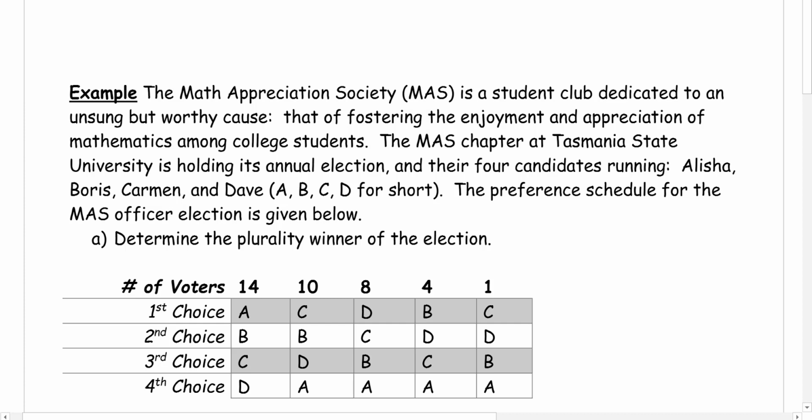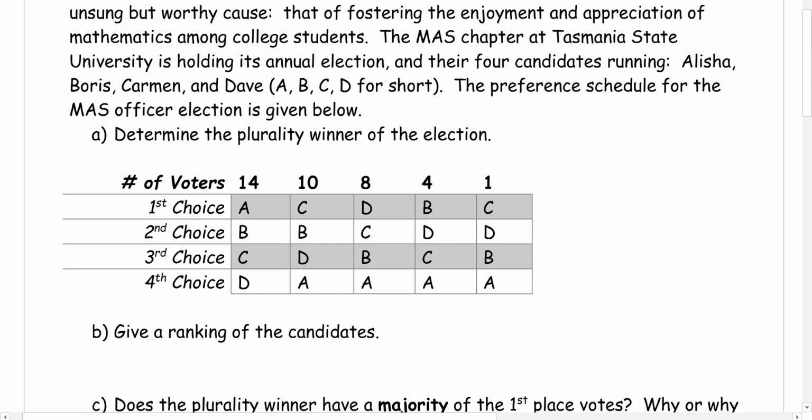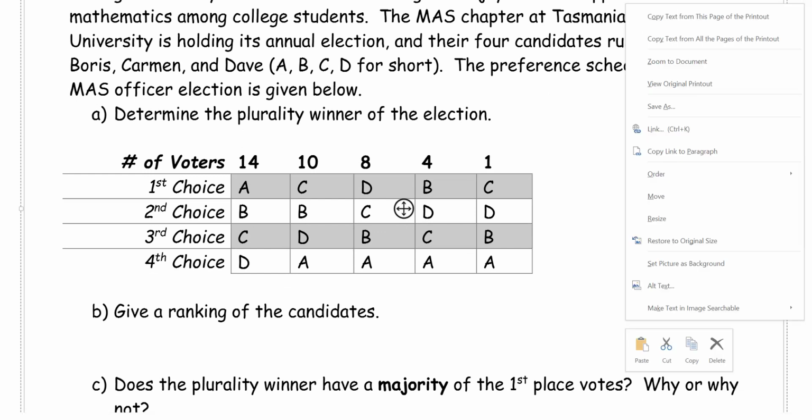It's a student club dedicated to an unsung but worthy cause, that of fostering the enjoyment and appreciation of mathematics among college students. The MAS chapter at Tasmania State University is holding its annual election, and there are 4 candidates running: Alicia, Boris, Carmen, and Dave. We're going to use A, B, C, and D for short, and our preference schedule is given below. We want to determine the plurality winner of the election.